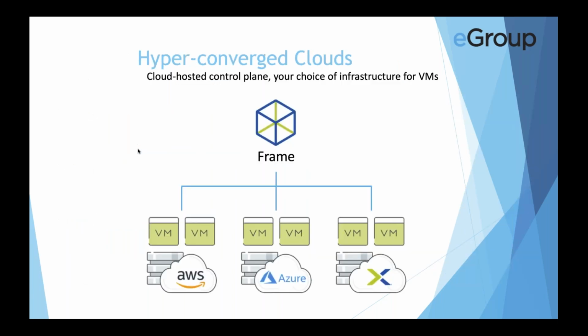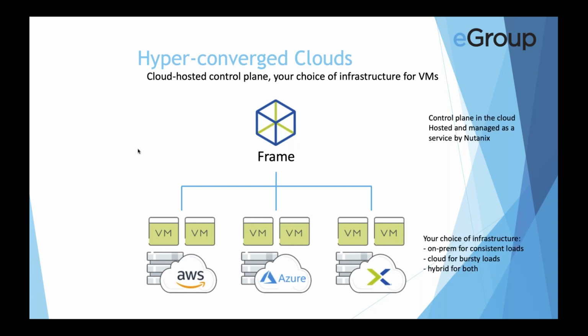So hyperconverged clouds, right? How does Frame really work here? The control plane for Frame is hosted in the cloud, meaning there's nothing we're managing for Frame. There are no on-prem infrastructure requirements, no software VMs that we have to manage for Frame. That's completely hosted in the cloud by Nutanix. They manage the management side of it, but we have full tenancy to our own infrastructure, our own instance of Frame to be able to manage.